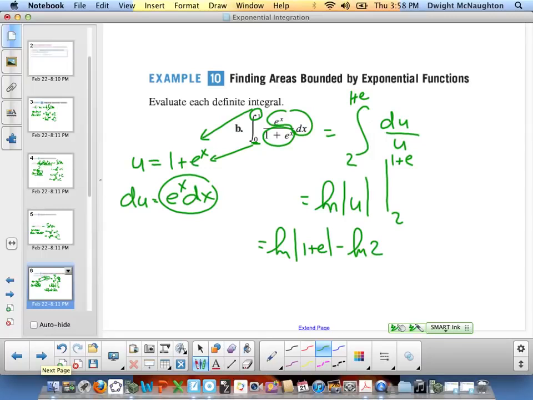You can simplify that if you want. It doesn't really need to be a number. I may want to write it as one expression, natural log of 1 plus e over 2. But otherwise, it's fine.